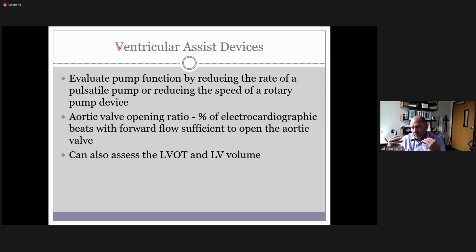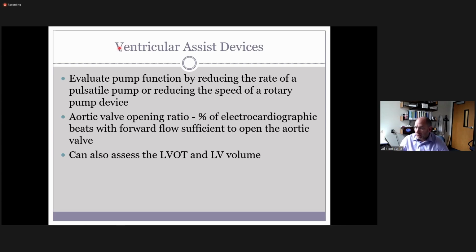Okay, so again, we want to evaluate pump function, make sure that the ends aren't blocked, making sure that we've got the aortic valve opening ratio of electrocardiographic beats with forward flow sufficient to open the aortic valve. So while they're putting this in and working with it, they'll make sure that they're set correctly so that the valve is not disrupting the flow that's supposed to be happening. Obviously, we don't want the pressure to be so large that it creates such a high pressure on the aorta side that it breaks your valve and causes it to break back into the ventricle, causing a flail leaflet. That would be bad.